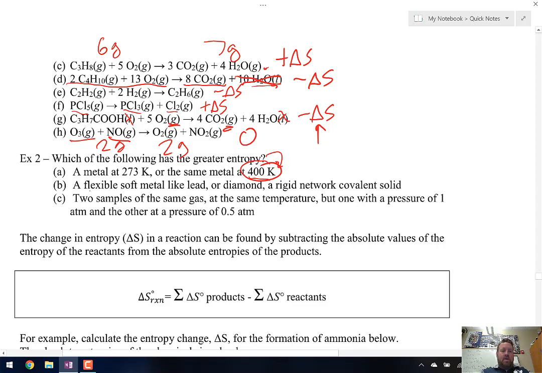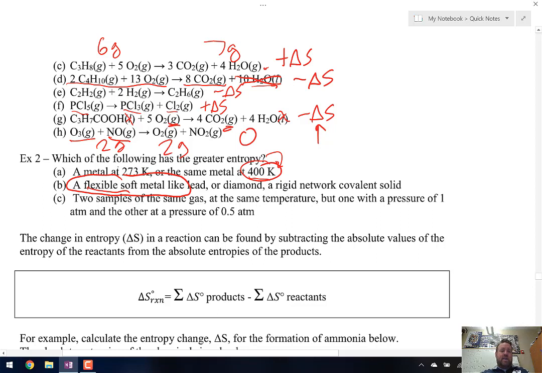Okay, letter B says a flexible soft metal like lead or diamond, a rigid network covalent solid. Again, if it's soft and flexible, that leads to more motion, leads to more disorder. Therefore, the soft, flexible metal would have the greater entropy.